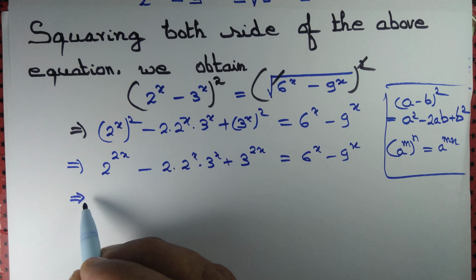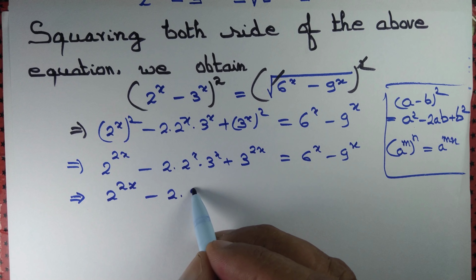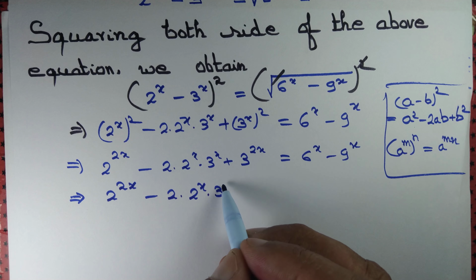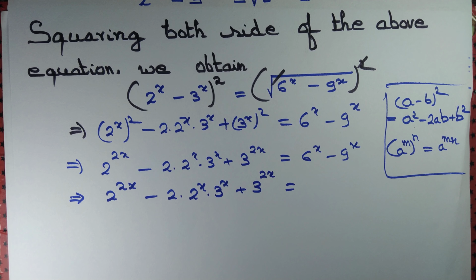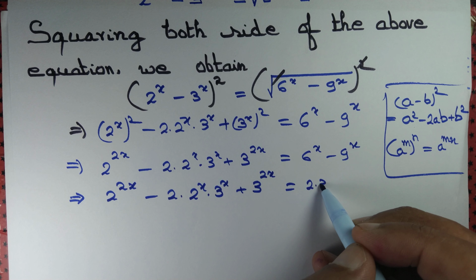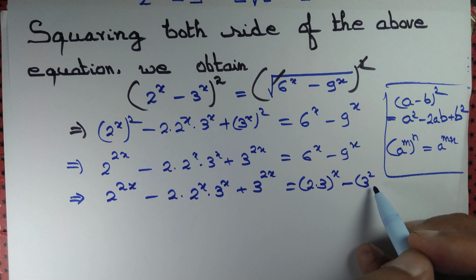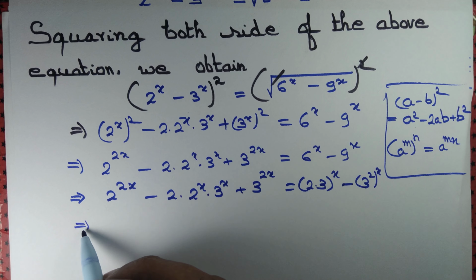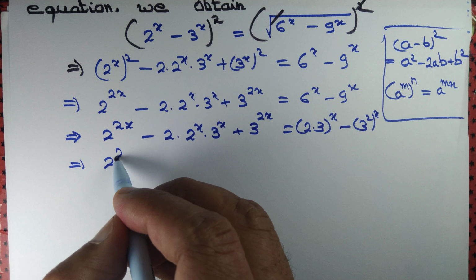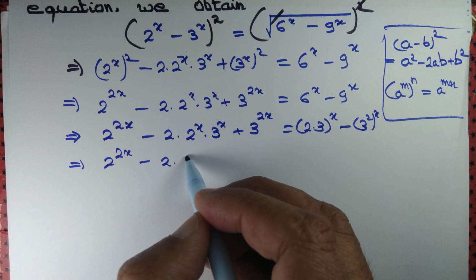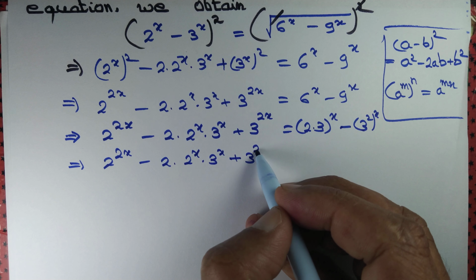Let's do it. 2 to the power 2x we copy as it is, minus 2 into 2 to the power x into 3 to the power x we copy as it is. 3 to the power 2x we copy as it is. 6 can be written as 2 into 3. And 9 can be written as 3 square. So we can write this as left hand side we copy as it is, 2 to the power 2x minus 2 into 2 to the power x into 3 to the power x plus 3 to the power 2x.